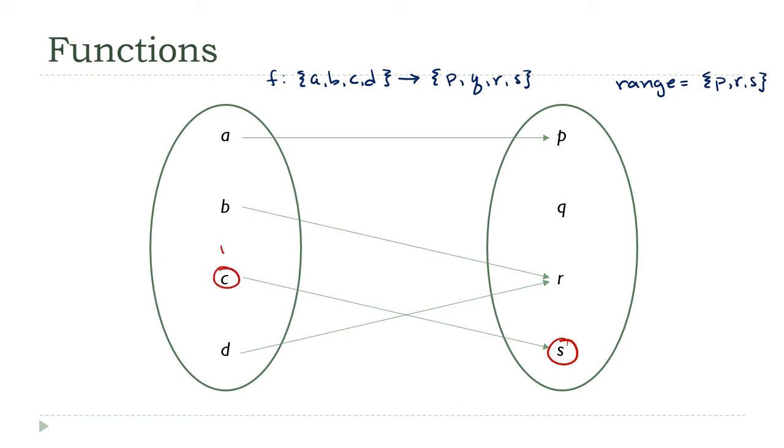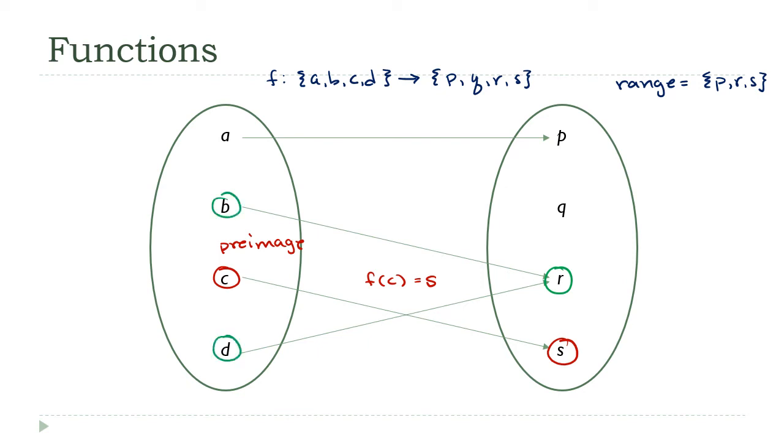Now if we pick a value from that range, say S, then we would say that C is the pre-image of S, and we can write the relationship between these two as f of C equals S. That same function notation that you probably learned all the way back in your algebra classes.